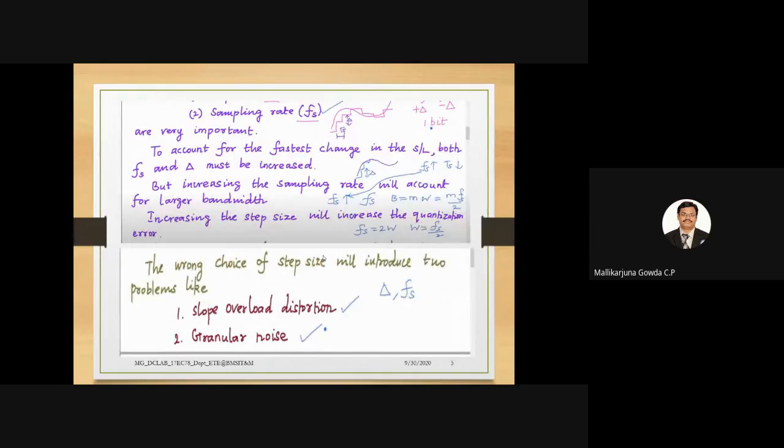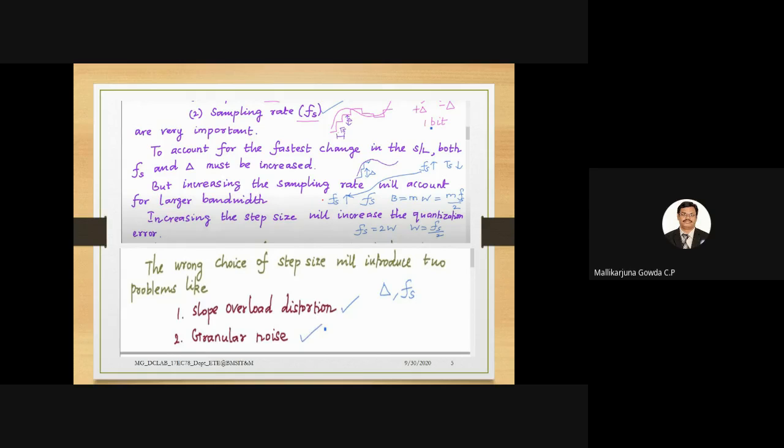I hope one small diagram is written here. Is this visible? I have written the analog input signal. See the steps, at what rate it is increasing. Sampling period and delta. Already I said when we represent by plus delta and when by minus delta. When it is plus delta, it will be encoded by binary information 1. When it is minus delta, it will be encoded by binary information 0, as I said.